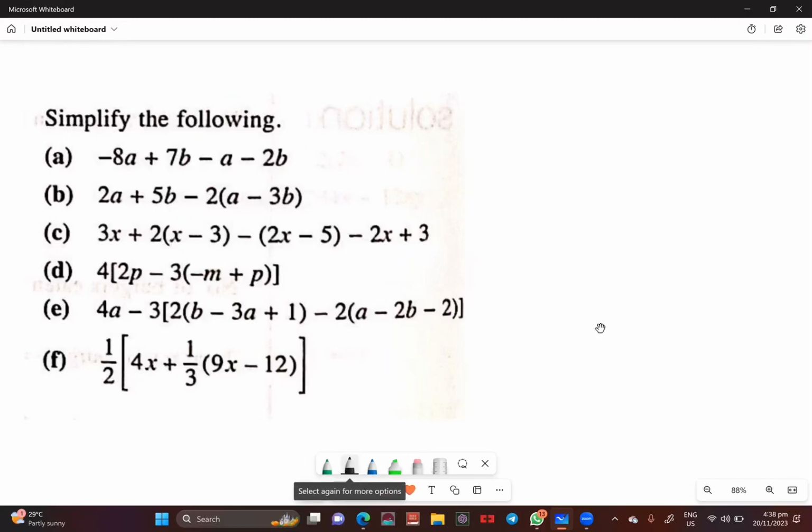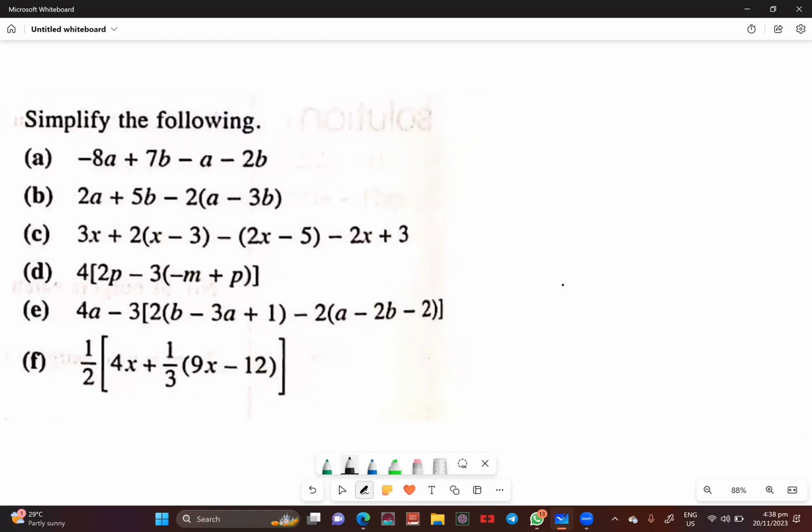I'll cut off that. Okay, so now we're looking at C. All right, you can see C, right? It says 3x plus 2 bracket x minus 3 minus blah, blah, blah. So what we want to do is write it out first. Once I'm done writing it out, I can start solving.